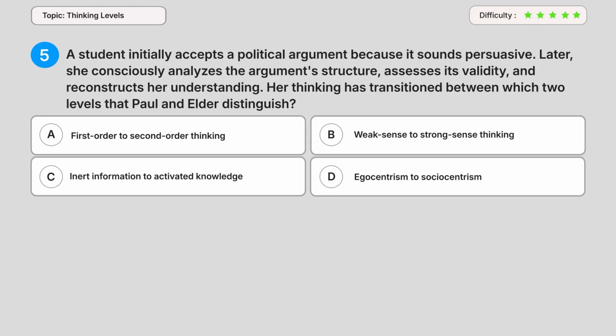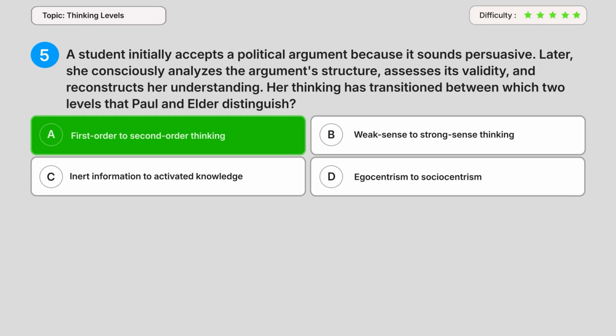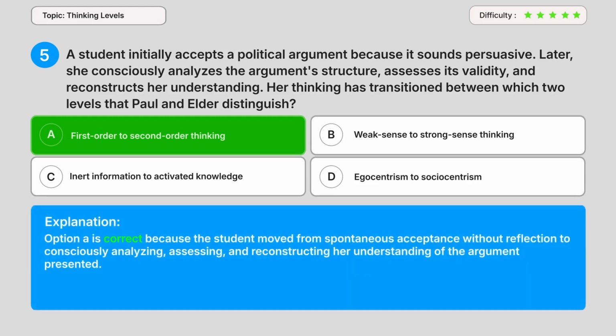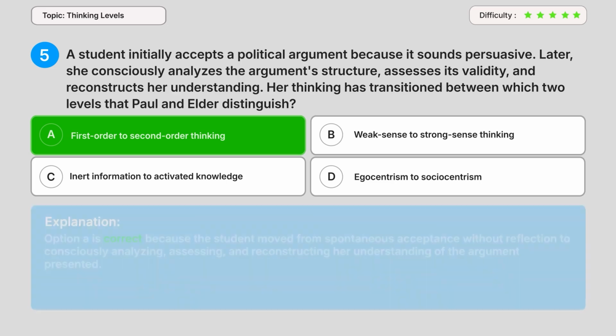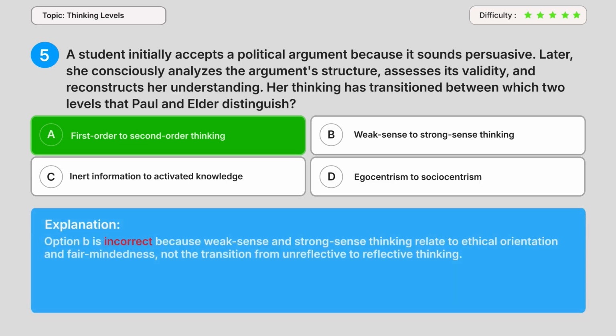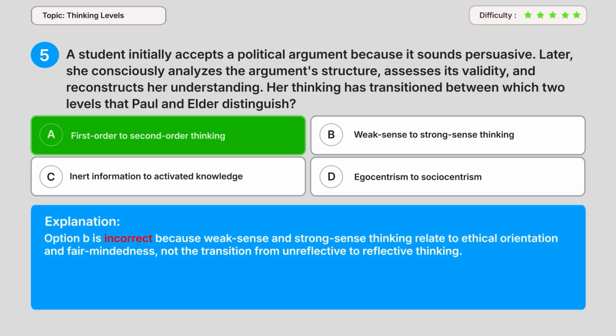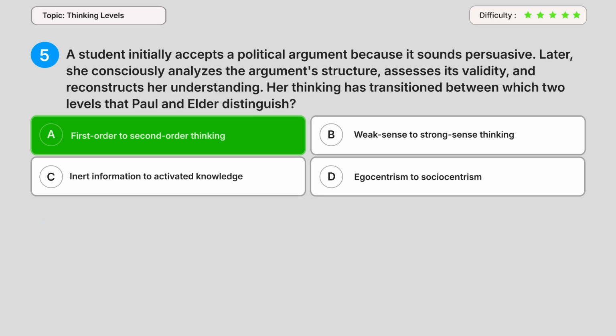Correct answer: A. First order to second order thinking. Explanation: Option A is correct because the student moved from spontaneous acceptance without reflection to consciously analyzing, assessing, and reconstructing her understanding of the argument presented. Option B is incorrect because weak sense and strong sense thinking relate to ethical orientation and fair-mindedness, not the transition from unreflective to reflective thinking.